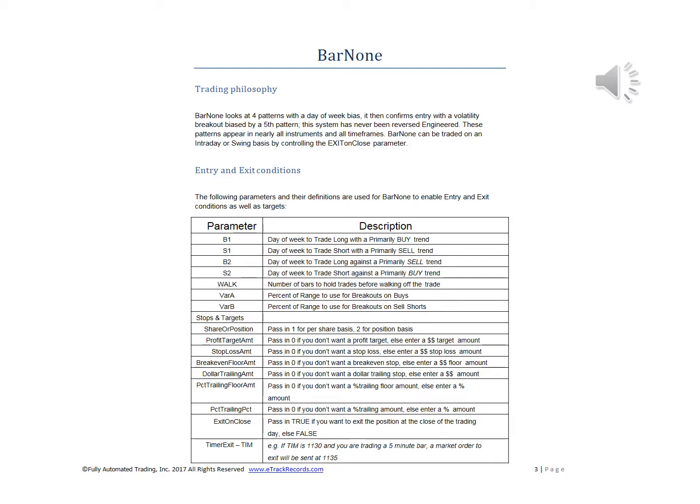Now, the exit and entry conditions show you the following parameters. B1, for instance, is the day of week to trade long with a primary buy trend. S1 is a primary sell trend. B2 is trading against the buy trend, and S2 is trading against the sell trend. Of course, the walk is the number of days you hold the trade, and the volatility breakout. I've added the stops and the targets, the percent trailing, the exit on close, and I've also added a little timer so you can just put in a time and it gets out at the next bar after that time. So there's a lot in there with BarNone.